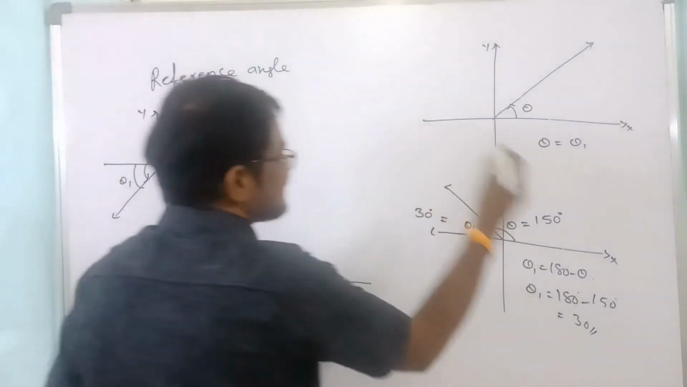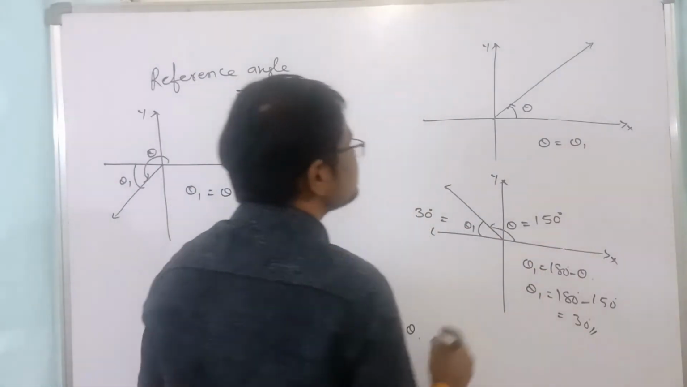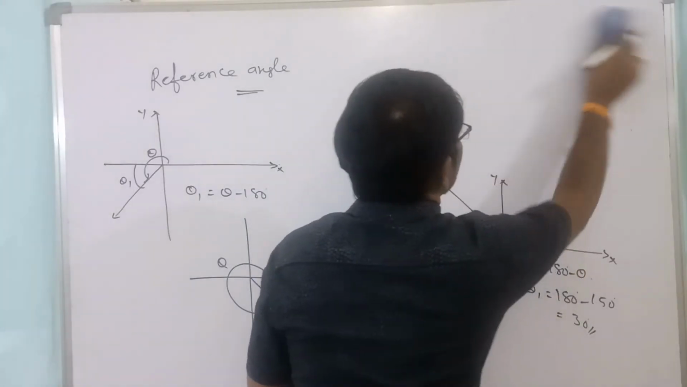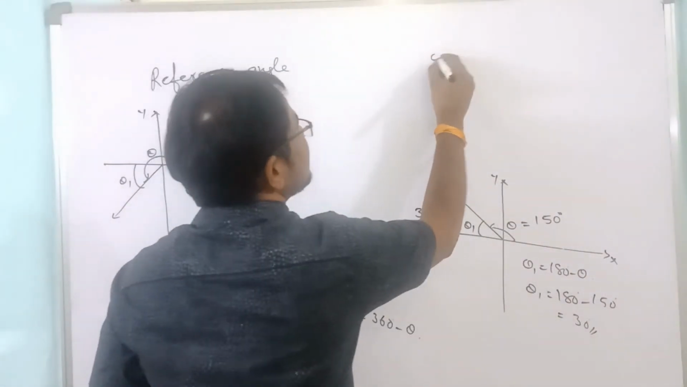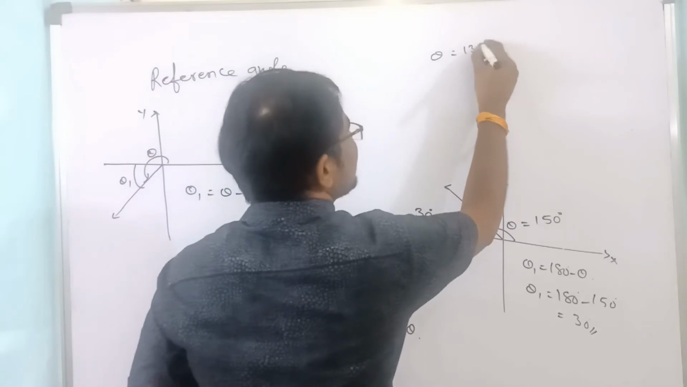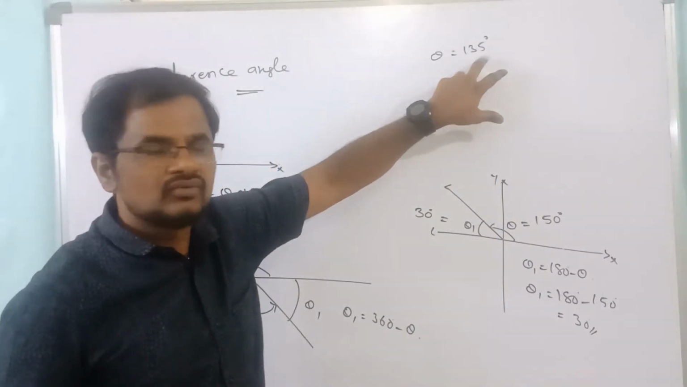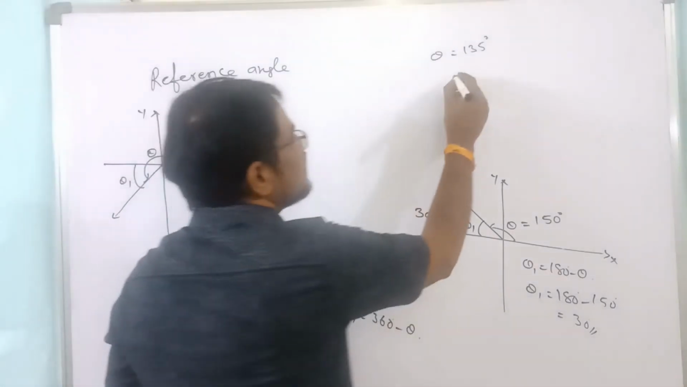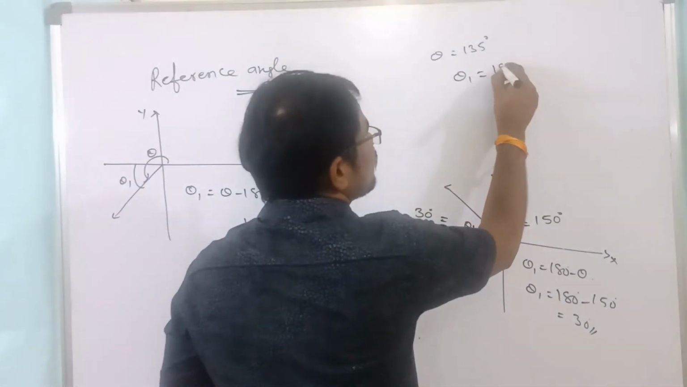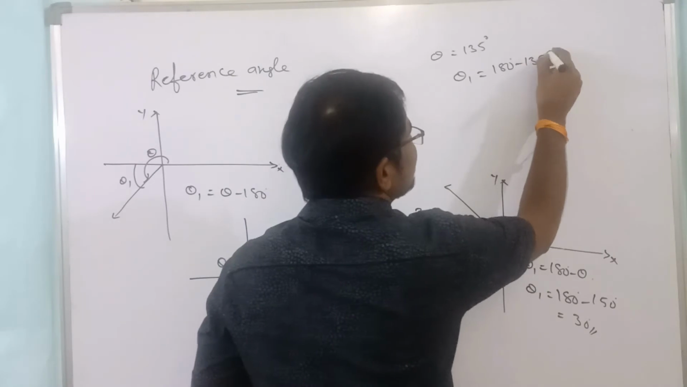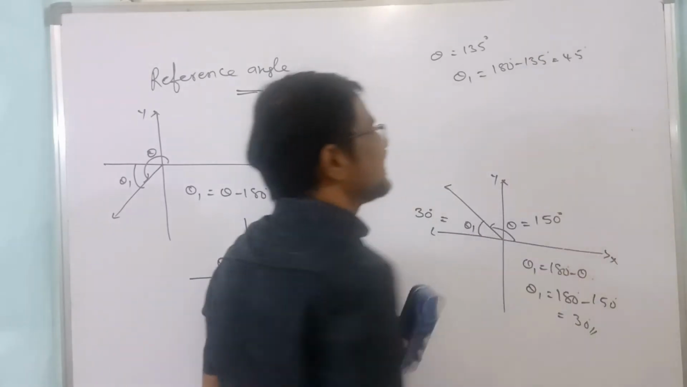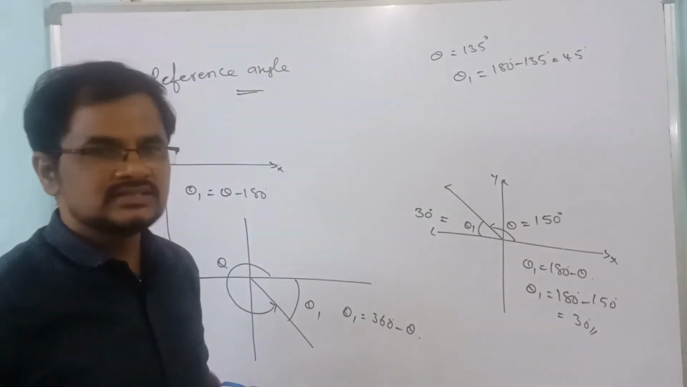Suppose here theta equal to 135 degrees, means it is in second quadrant. What is the reference angle of theta? Theta 1 equal to 180 minus 135, that is equal to 45, right?